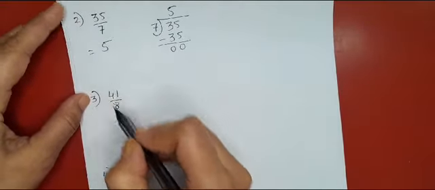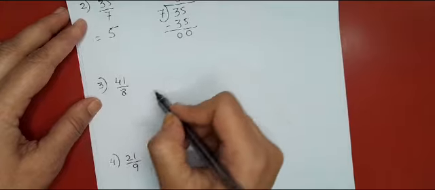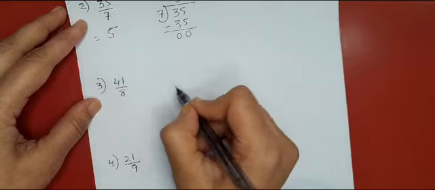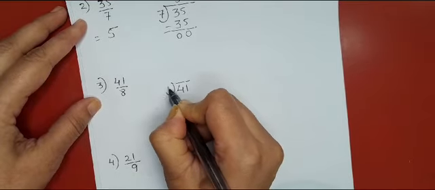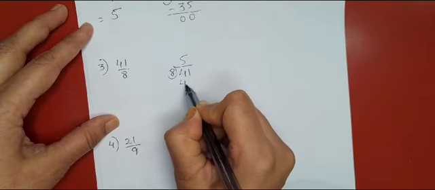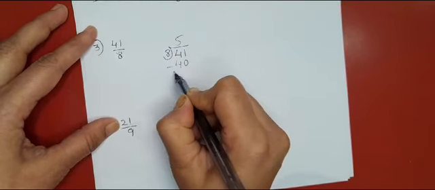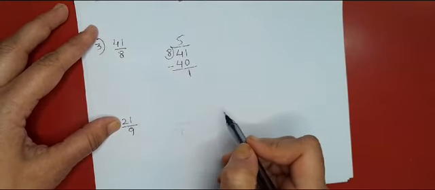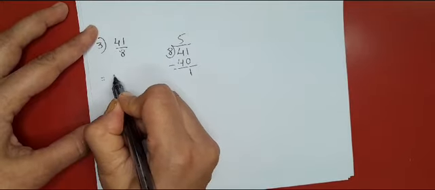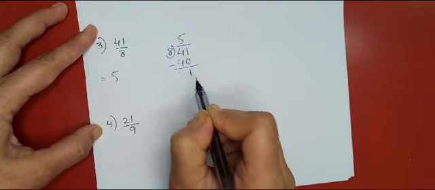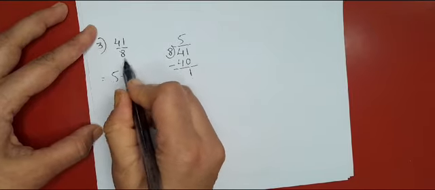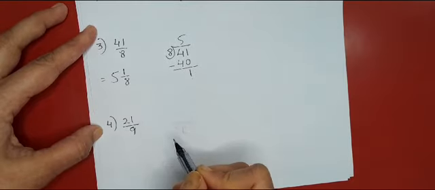Now let us move to the third example. Here we have been given 41 over 8. So we will divide 41 by 8. 8 times 5 is 40. So we are left with 1 as remainder. So this quotient 5 will become the whole number. This 1 will be the numerator and the denominator will remain as it is.